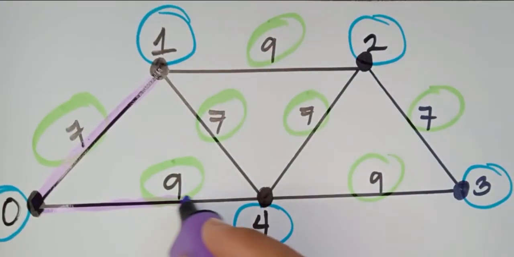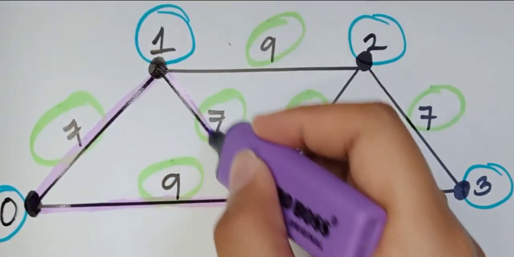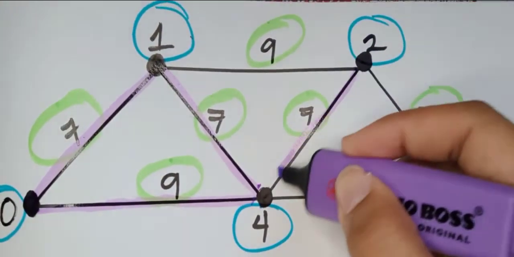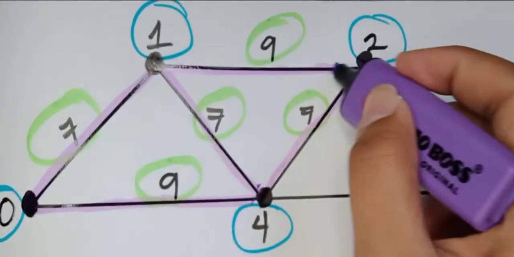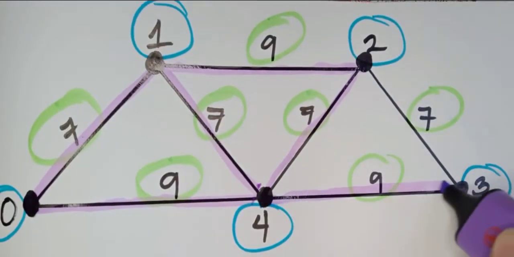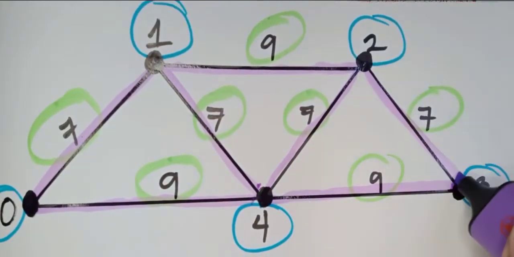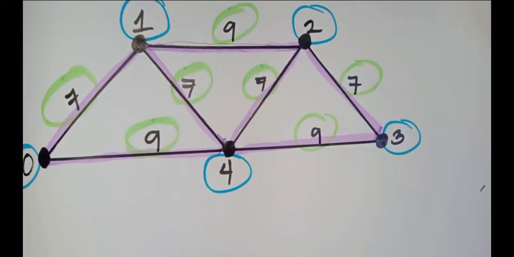1, 2, 3, 4, 5, 6, and 7. So since nahanap na natin ang weights and vertex of the graph, proceed na tayo sa conclusion.